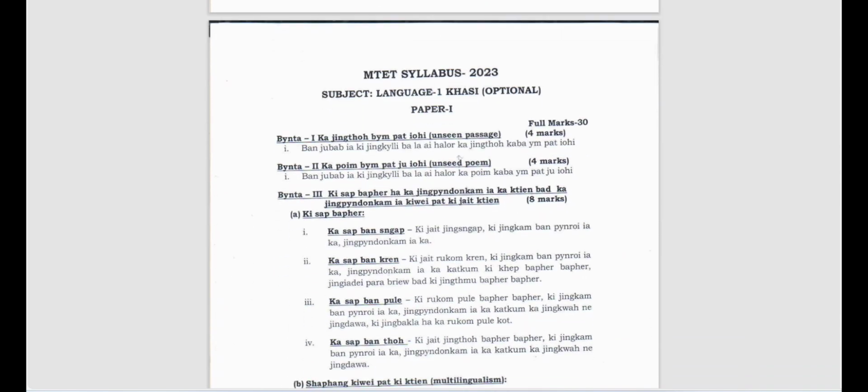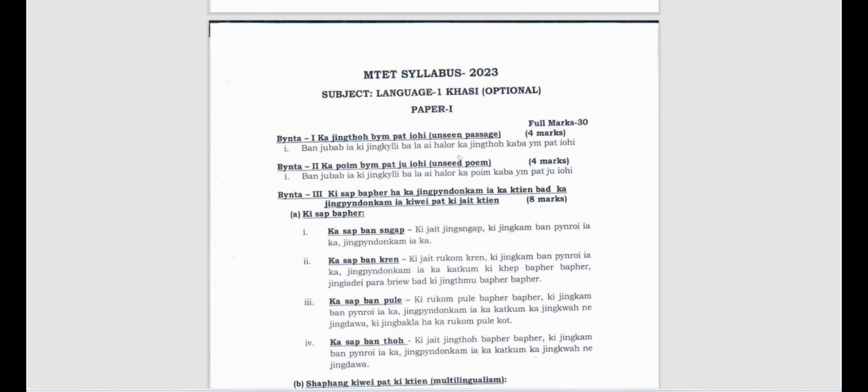Here you can see the Mtet syllabus 2023, subject is language 1. You have got 5 subjects altogether: CDP, language 1, language 2, mathematics and environmental studies. In language, you have to choose 2 languages. One will be compulsory, that is English is compulsory. After that, the MIL language or your regional language or the language you like or prefer can be chosen by you.